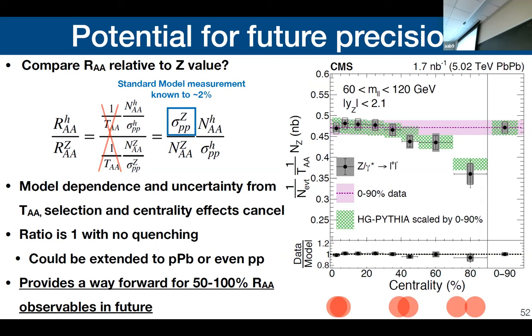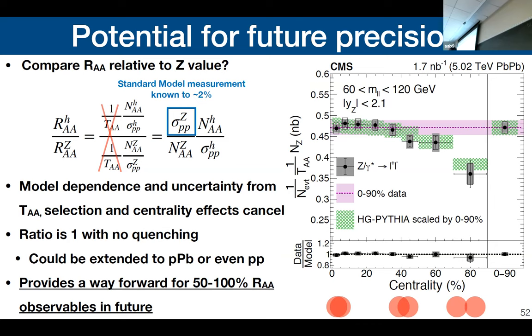And in fact, also, this cross-section of Z bosons is a standard model measurement that high-energy physics people do very precisely, right? The current precision is, I think, 2.3%. So that's very well known. That means that this observable can be measured very precisely, it doesn't have model dependence, and it doesn't have uncertainties from TAA, right? And this ratio is 1 when there's no quenching, which is what we intuitively want.